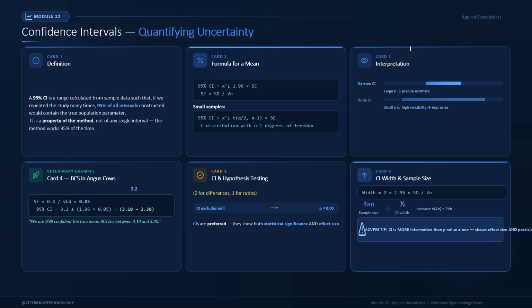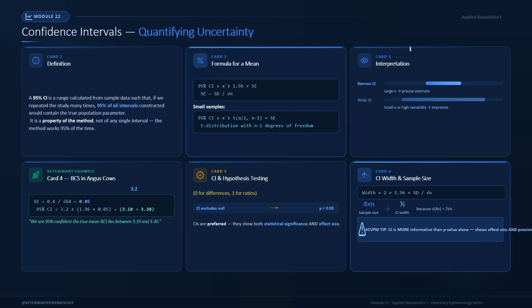Confidence intervals are honestly my favorite tool in all of statistics, and here's why. A 95% confidence interval gives you a whole range of plausible values for the truth, and it tells you two things at once: whether a result is significant and how big the effect actually is. Now, the interpretation is subtle, so let's be precise. 95% confidence means the method works 95% of the time, not that there's a 95% chance the truth sits inside this one particular interval. The formula is just your estimate plus or minus about 2 standard errors.